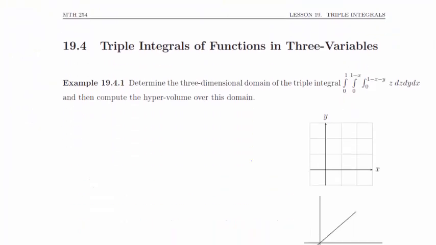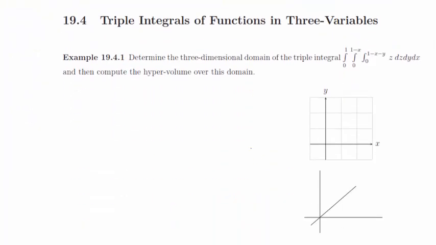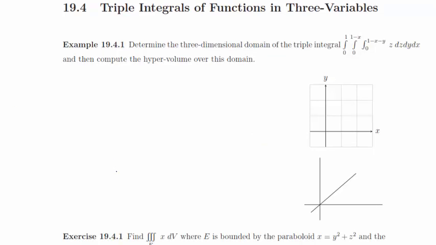Next section, 19.4, triple integrals of functions in 3 variables. So in example 19.4.1, we're going to determine the 3-dimensional domain of the triple integral from 0 to 1 of the integral from 0 to 1 minus x of the integral from 0 to 1 minus x minus y of z dz dy dx. Now we're going to compute the hypervolume over this domain.